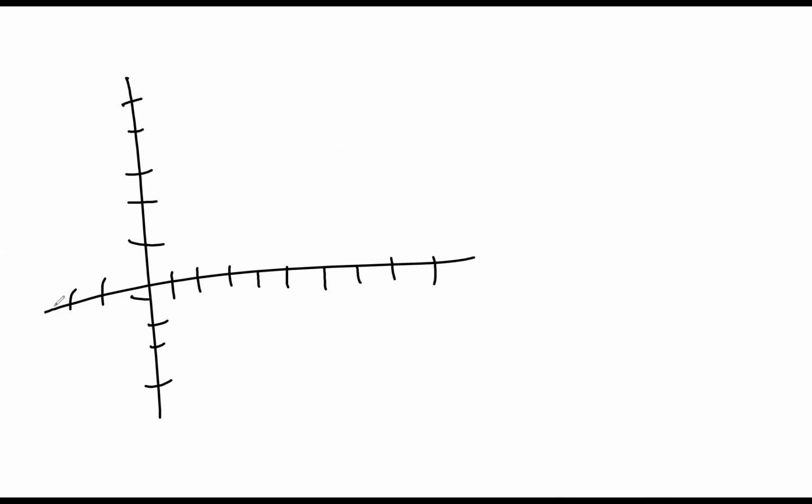Okay, and so my vertex was 4, negative 4. So 1, 2, 3, 4, and then down 4. Okay, so about right here. And my x-intercepts were 2, 0, and then 6, 0. So 2, 3, 4, 5, 6.